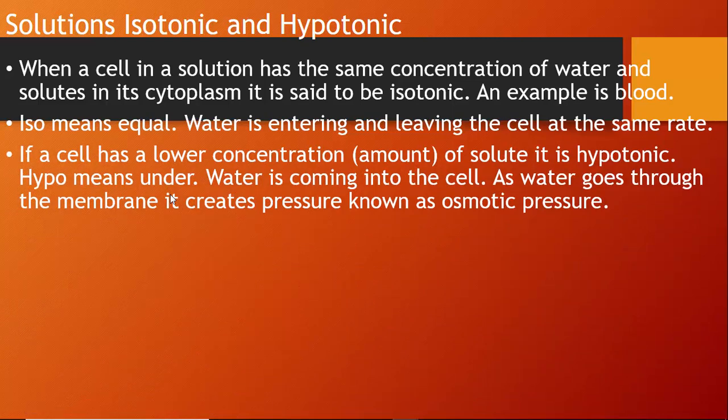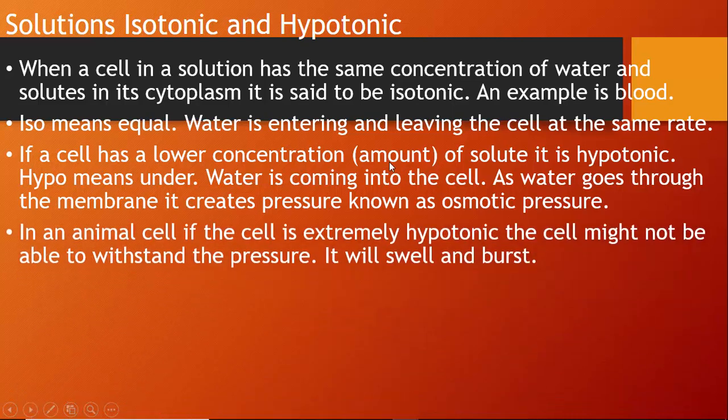Now, if a cell has a lower concentration, which simply means the amount of solute, that is what we call hypotonic. And hypo means under or below. Water is coming into the cell. As water goes through the membrane, it creates pressure known as osmotic pressure. And that's because the cell has a lower amount of solutes. And hypo means under. So water is going to be coming into the cell.